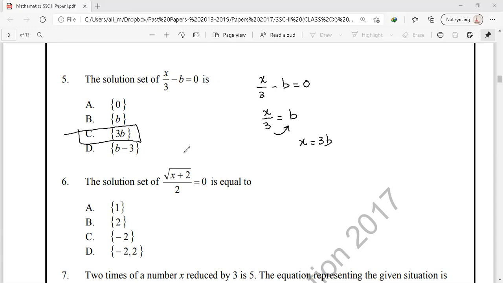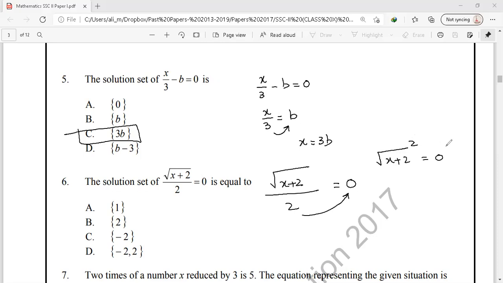So let's see question number 6. And in this question, again, we have to find the solution set of square root of x plus 2 over 2 is equal to 0. So this 2 will be multiplied on the other side of the equation, that would become 0. So x plus 2 is equal to 0.